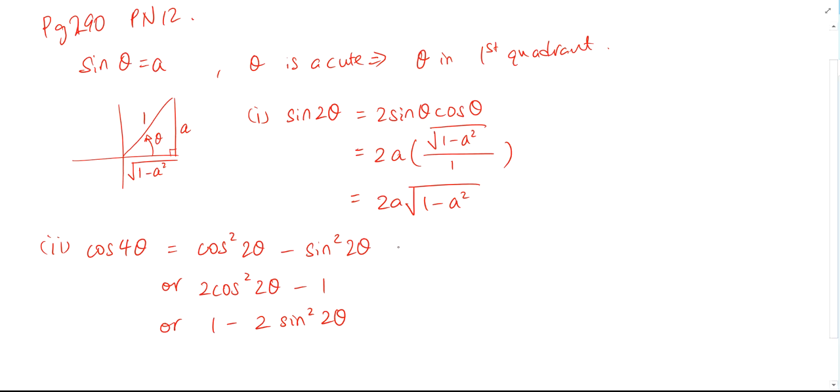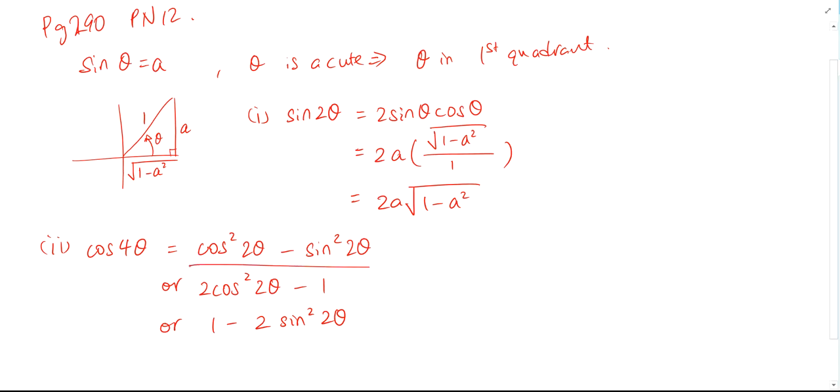If I were to consider using cosine squared 2 theta minus sine squared 2 theta, I will need to find an expression for cosine 2 theta in terms of A first, which I don't have at the moment. I will also need sine squared 2 theta, meaning I need sine 2 theta, which is found in part 1. So the first option will result in some difficulty. I will need to find cosine squared 2 theta first.